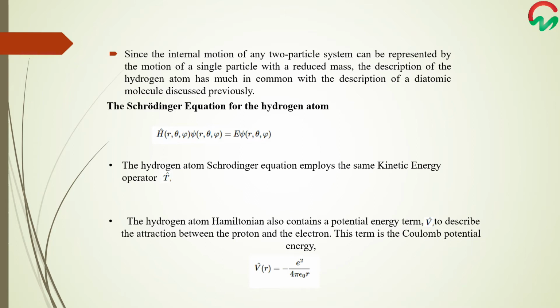Since the internal motion of any two-particle system can be represented by the motion of a single particle with a reduced mass, the description of the hydrogen atom has much in common with the description of a diatomic molecule that we have discussed previously. The Schrödinger wave equation for the hydrogen atom is given as Hamiltonian H(r, theta, phi) psi(r, theta, phi) equals E psi(r, theta, phi).